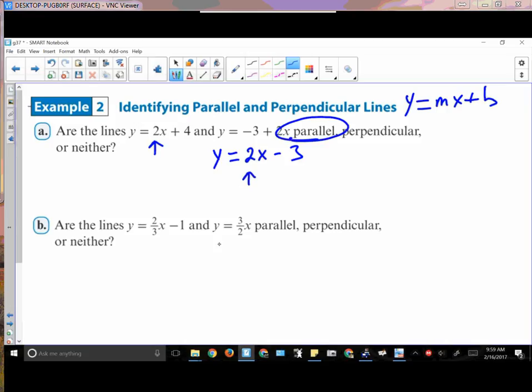Now, are these lines parallel or perpendicular? Or neither? Well, here the slope is 2 over 3. Here the slope is 3 over 2. So does that mean they're perpendicular? What's missing? It's negative. So that means that they are going to be neither, because I get 2 over 3 and 3 over 2, which is not the opposite reciprocal.